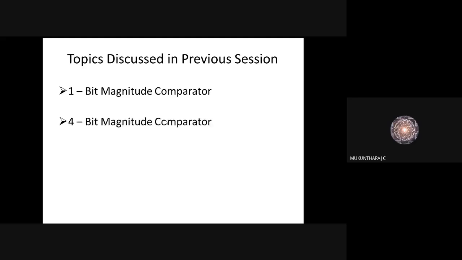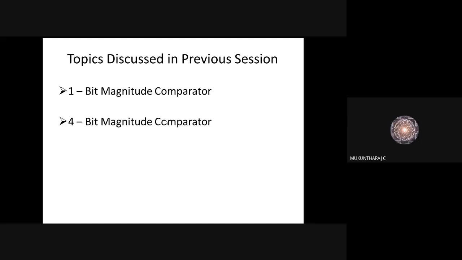So what is meant by a magnitude comparator? What is its purpose? We compare two input data and give a result as greater than, equal, or less than. By comparing two input data, the magnitude comparator produces different outputs: greater, equal, and lesser.